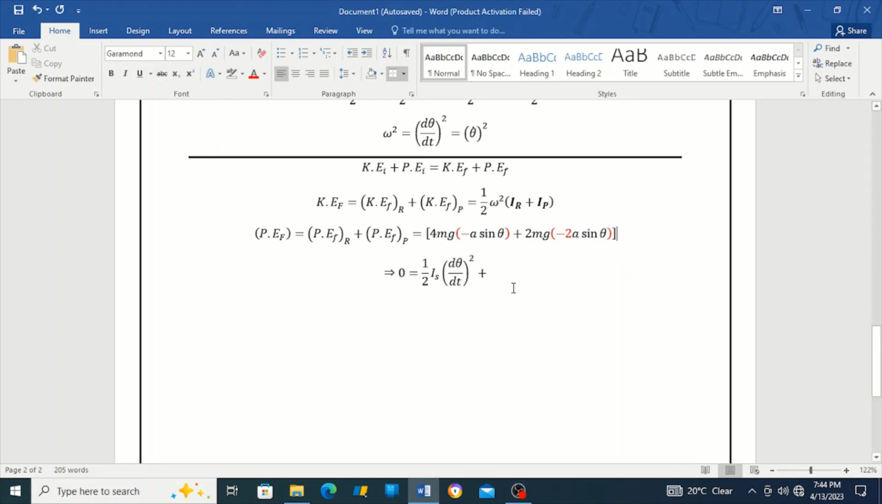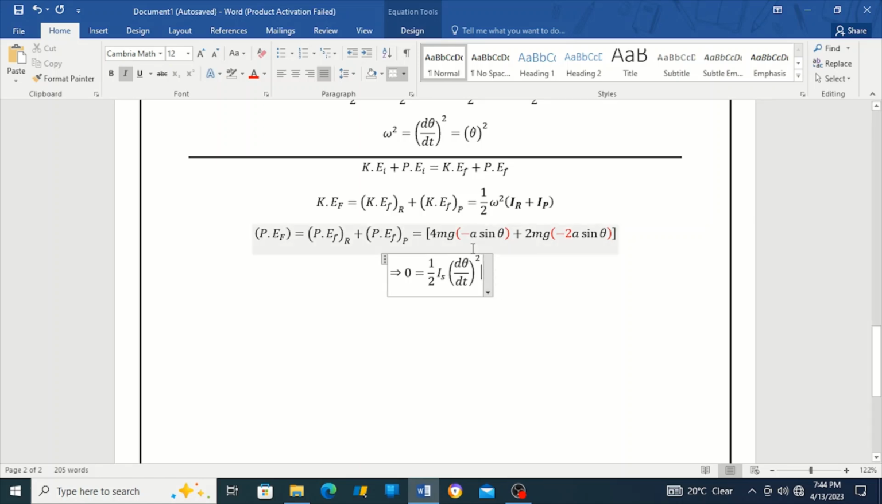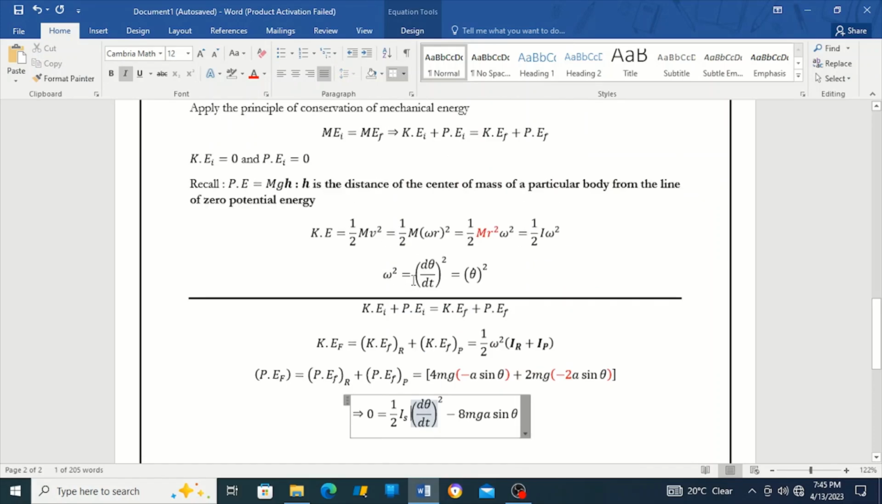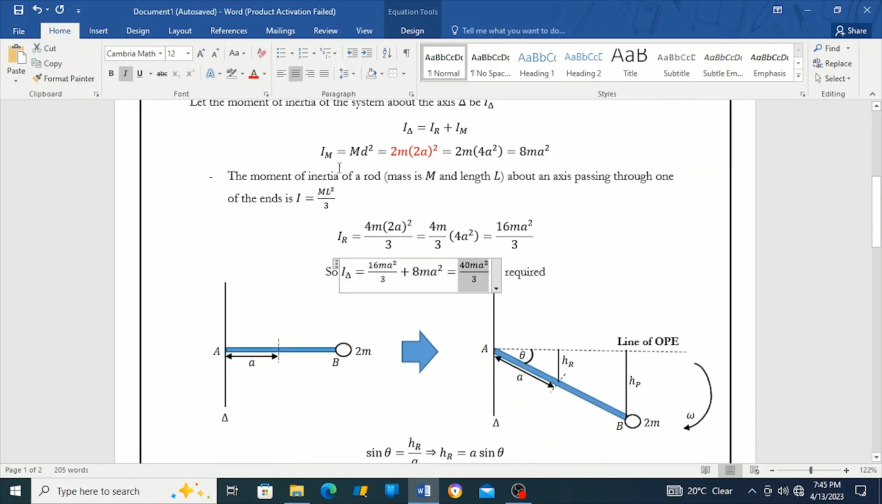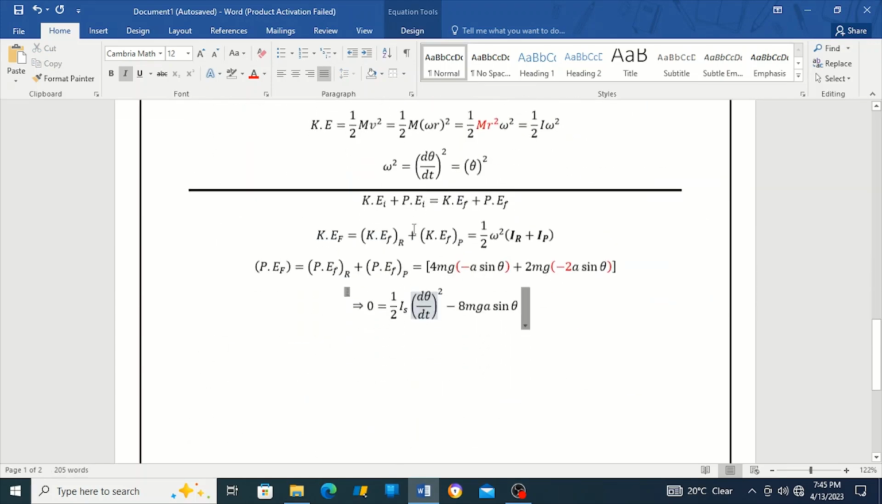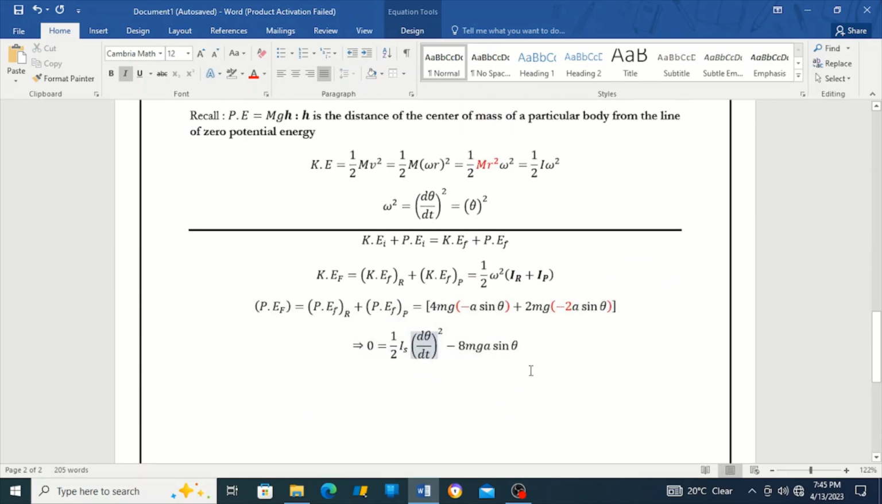So this implies that we just need to fit what we have. Now if you add these two, you're going to get negative 8mga sine theta. That's what you're going to get. Now we have the moment of inertia of the system. Let's see what we had initially. We had 40 on 3ma squared. We even proved it, it was a proof. So 40 on 3ma squared. That's what we are going to replace.